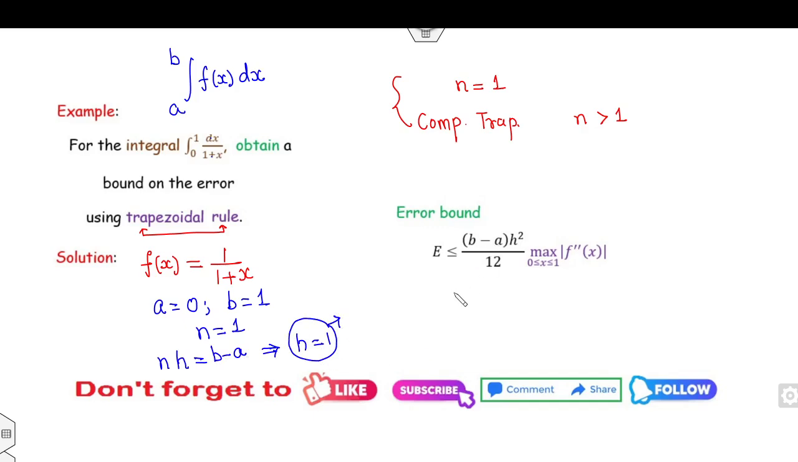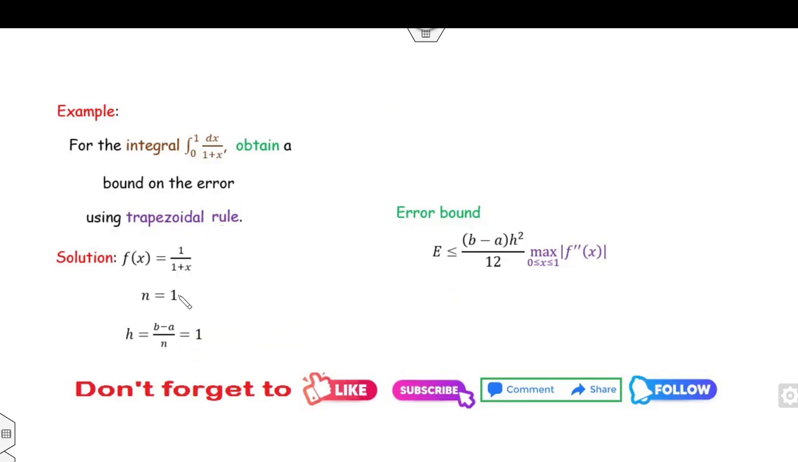Fine. So if I substitute these values, b minus a, h is 1, n is 1. So I can substitute: b is 1, a is 0, h is 1, divided by 12, and the maximum value of this f double dash. What is the range? 0 to 1. So x varies from 0 to 1. How can you find this value?